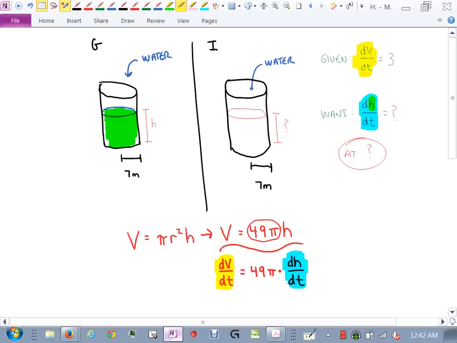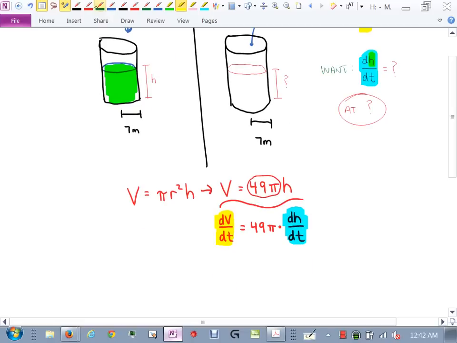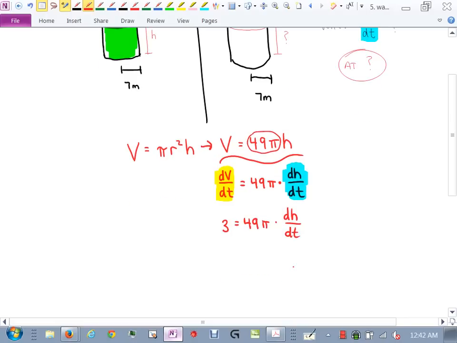Not at all. So what I can do is replace the left side, dV/dt, with 3. And then on the right side, I have 49 pi times dh/dt. And now divide both sides by 49 pi. I get 3 over 49 pi is equal to dh/dt.